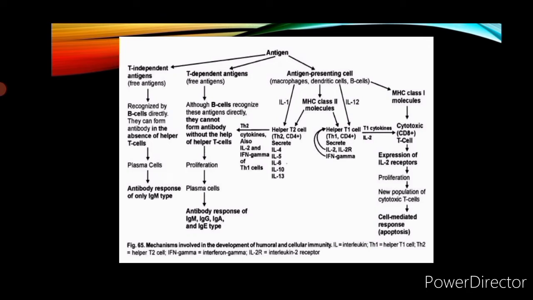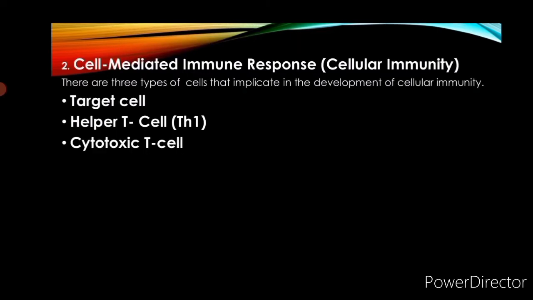So this is the flowchart of the mechanism involved in the development of humoral and cellular immunity. Cell-mediated immune response, or cellular immunity. There are three types of cells that are implicated in the development of cellular immunity. First is the target cell, second is the helper T cells or Th1, and the third is the cytotoxic T cell.